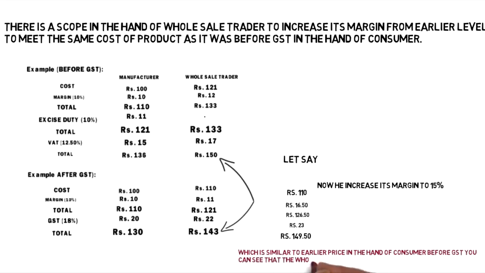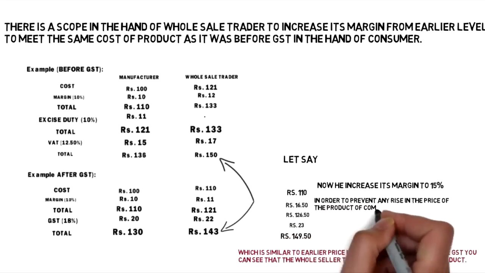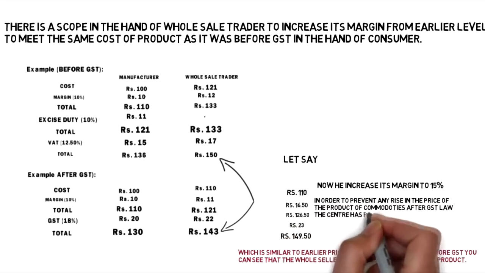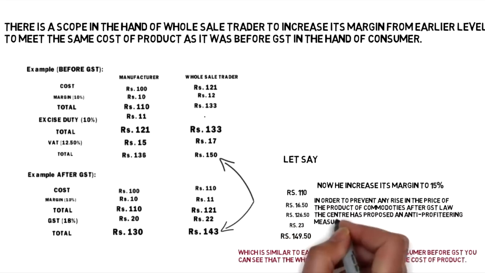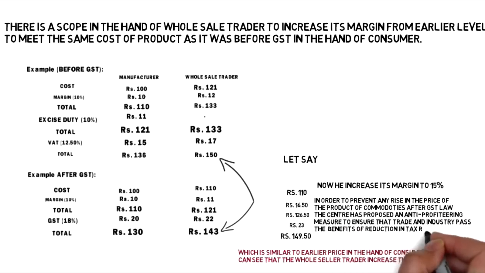You can see that the wholesale trader increased the margin on the product in order to prevent any fall in the price of the commodity after GST implementation. The central government has proposed an anti-profiteering measure to ensure that trade and industry pass the benefit of reduction in tax rate to the consumers.